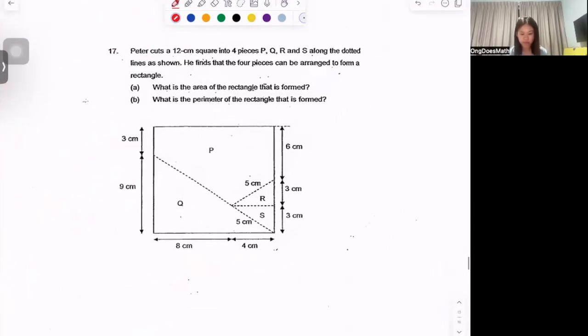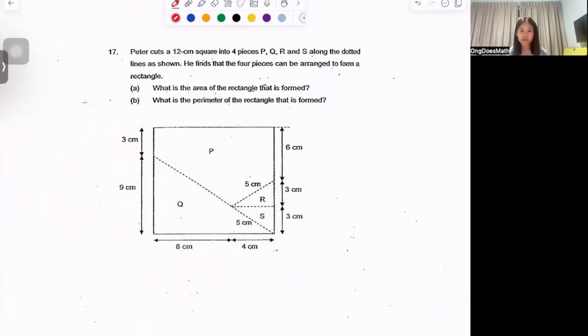Question 17. Peter cuts a 12 cm square into 4 pieces, P, Q, R, and S along the dotted lines as shown. He finds that the 4 pieces can be arranged to form a rectangle. What is the area of the rectangle that is formed? And part B, what is the perimeter of the rectangle that is formed? So this is actually a trick question. It's actually very easy, but they try to trick you to think that it is hard.